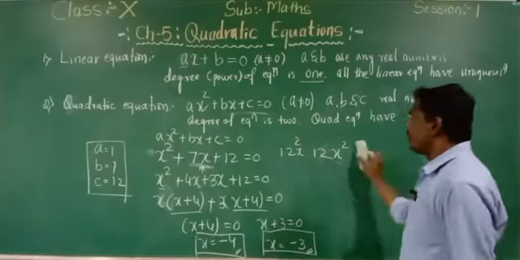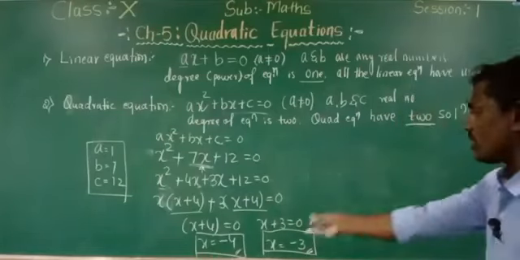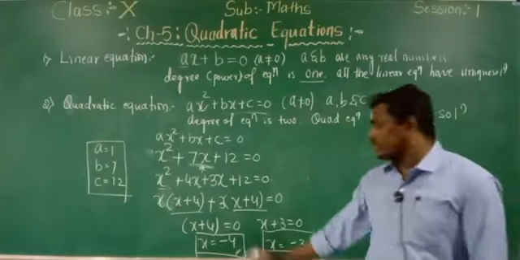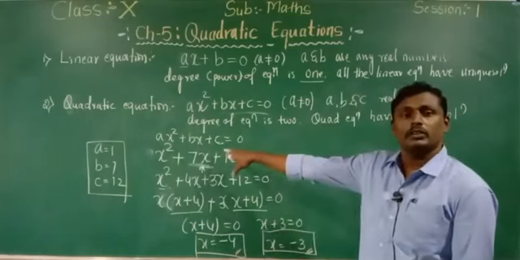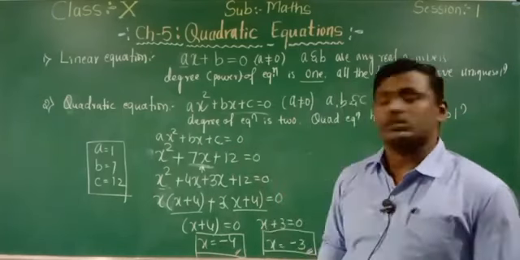How are we going to verify whether the roots we are getting here are the solutions of the quadratic equation or not? Just substitute these two solutions in the given equation. If you get LHS is equal to RHS, it means these two satisfy the quadratic equation, or these two are the exact roots of the given equation.